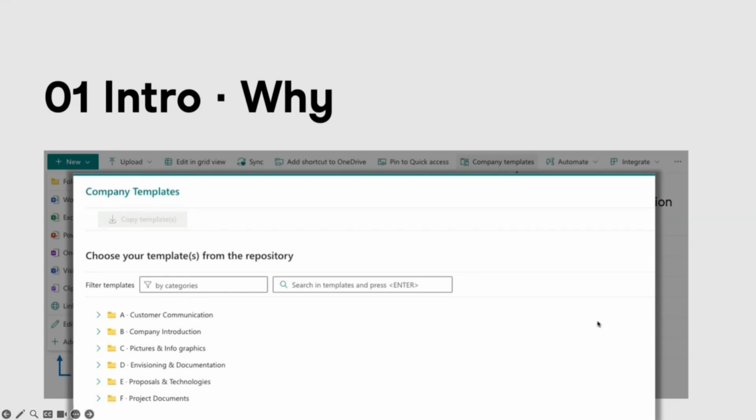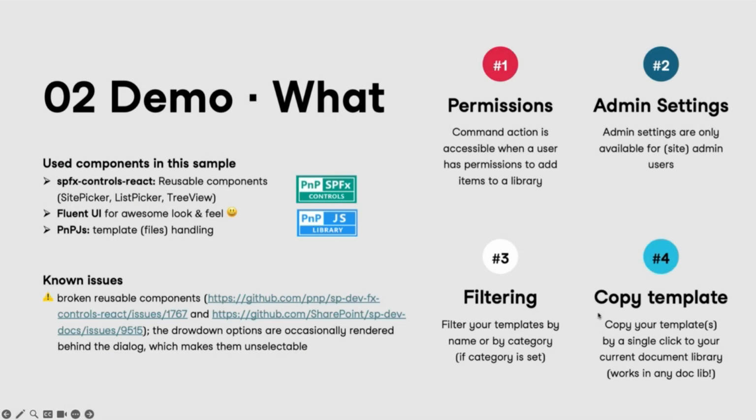Okay, demo time now. But before I dig into the demo, let me say a word about the components used. From the PnP reusable components, I've chosen the site picker, the list picker, and the tree view component, because these UI components offer ready-to-go drop-downs and hierarchical view controls, and they're excellent. I couldn't have implemented it any better than they did. Fluent UI provides the well-known awesome layout components, and the PnP.js library, which I used, powers the whole implementation of file handling, actions, and procedures within the extension. And that's it for the prerequisites. Definitely time for the demo now.